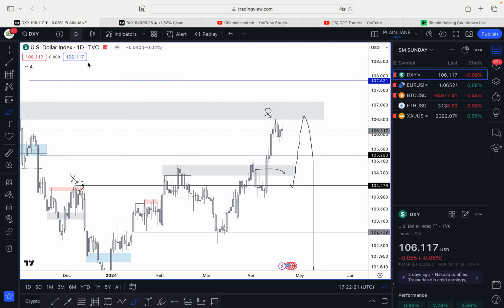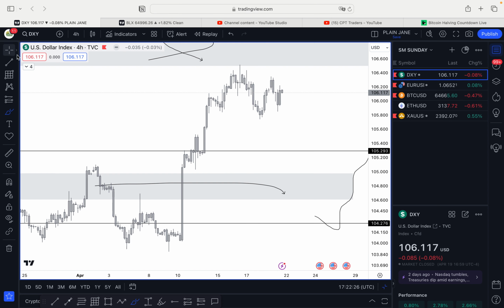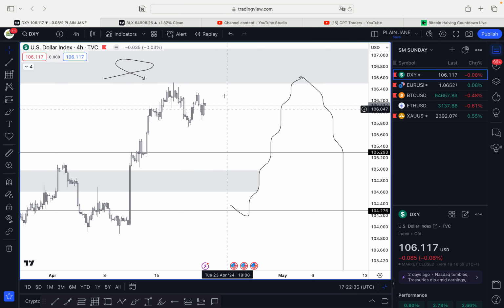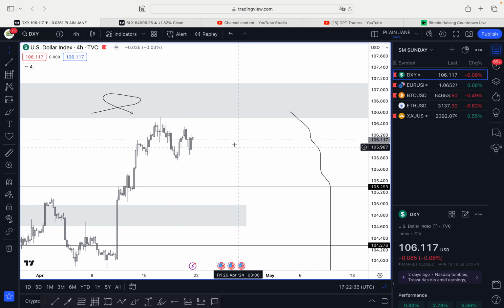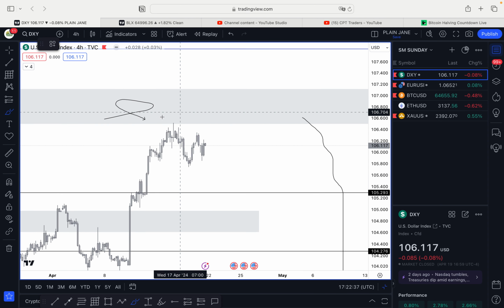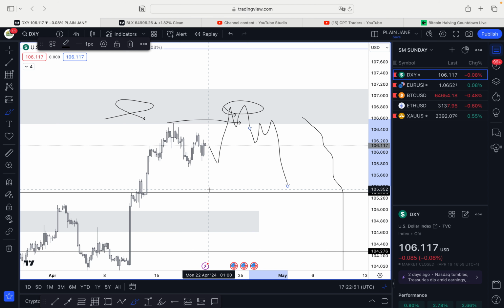In terms of a macro perspective, nothing has really changed. The scenario is still the same. We've made the extension to the upside, and now I'm waiting for the downside to occur. So what I'm looking for this week is a push above this high, and then I'll be looking for reversals from this level to look for DXY shorts, i.e. EU longs, to actually short the dollar.